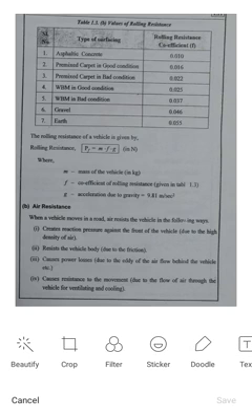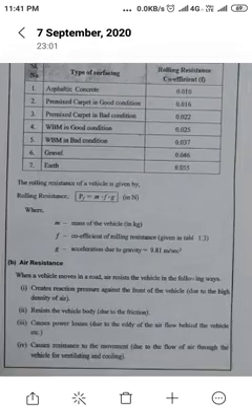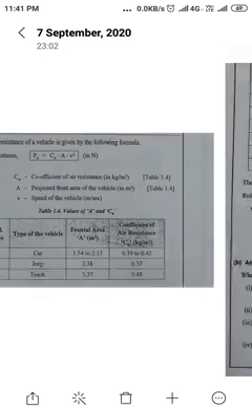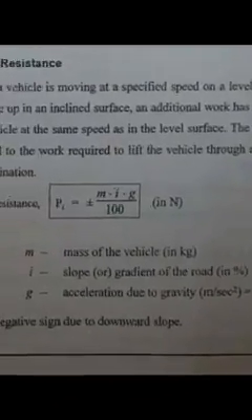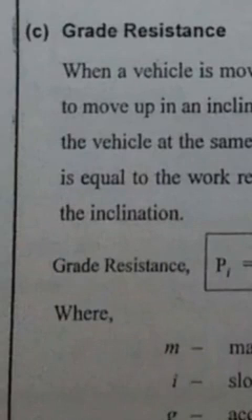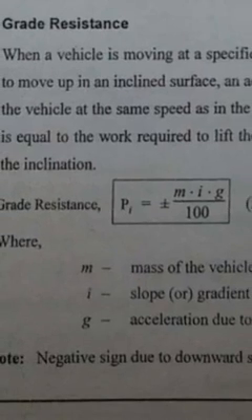So next we'll go for another type of resistance which occurs on the vehicle. That other type of resistance is the grade resistance. Grade resistance is given by M I G divided by 100.